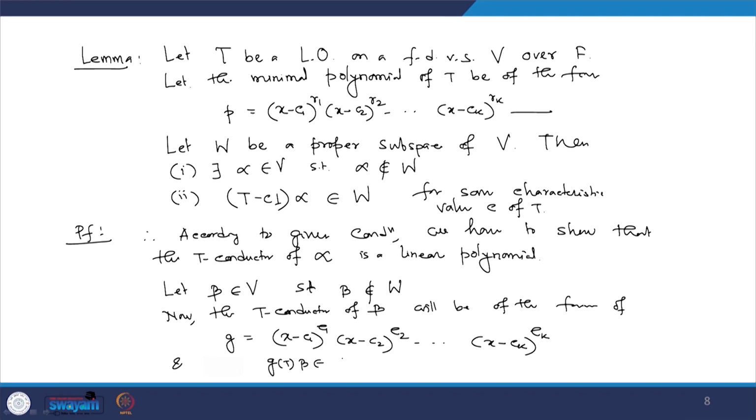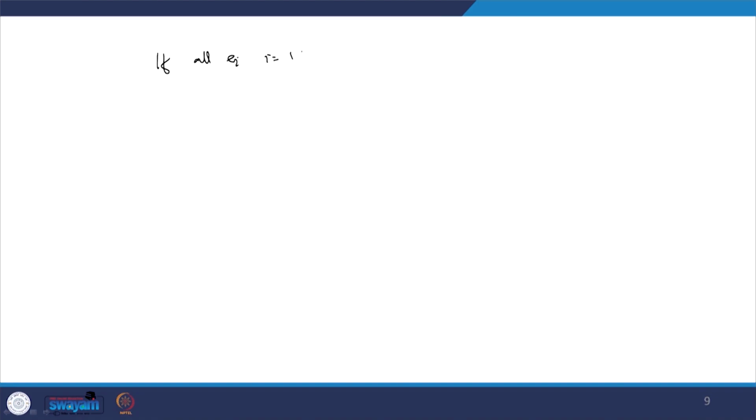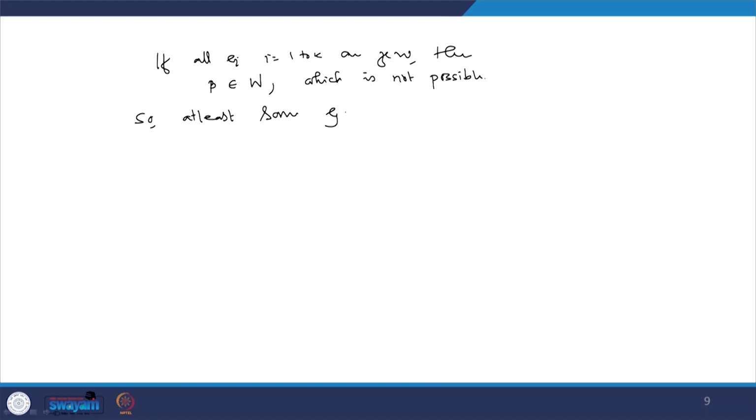G(T) beta belongs to W. It is given to us, I mean, we have assumed. Now, since G has this structure, what can you say about E1, E2, Ek? Certainly, E1 cannot cross R1, E2 cannot cross R2 and Ek cannot cross Rk. That is true because G divides P. Is it possible that all Ei will be equal to 0? If all Ei, i equal to 1 to k, are 0, then I will have beta belonging to W, which is not possible according to our hypothesis. So, at least some Ej is not equal to 0.